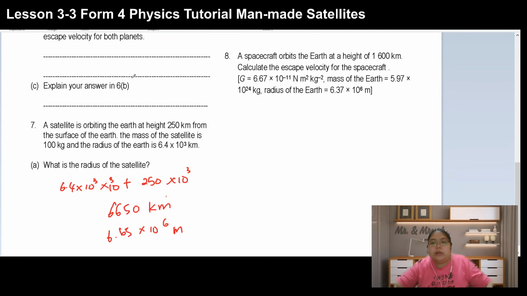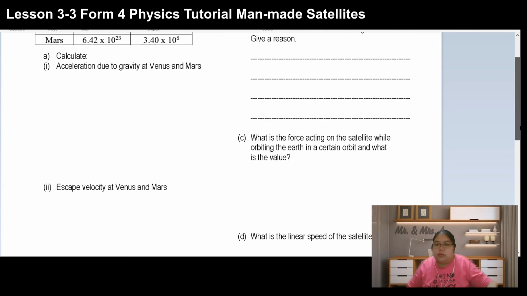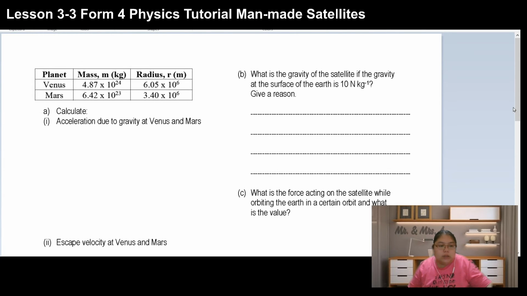Then we go to 7B. What is the gravity of the satellite if the gravity of the Earth is 10? They ask about the satellite. Now the satellite is R plus H. Remember, it is far away, 250 kilometer from the Earth. So they ask you what is the new gravity for the satellite.